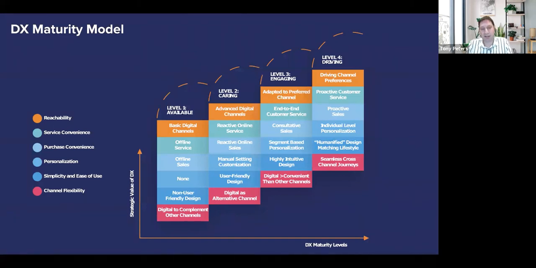And we're going to talk about level 4 today. We call that driving. So now you're starting to be not just reactive, but you're starting to drive across these channels. You're starting to be proactive across things like customer service and sales. You're starting to do individual-led personalization. You've got a more humanified design based on your learnings and your personalization and the data to be able to do that. And we're starting to look at seamless cross-channel journeys. So that's what we're going to talk about today, and that customer experience platform.